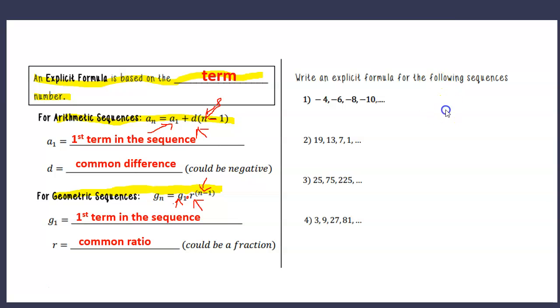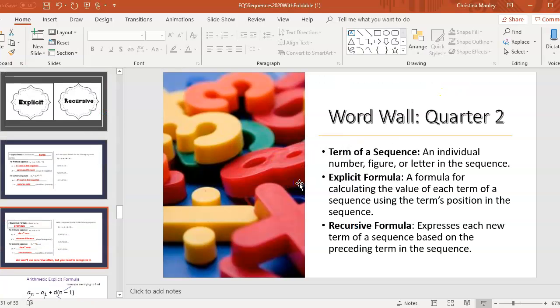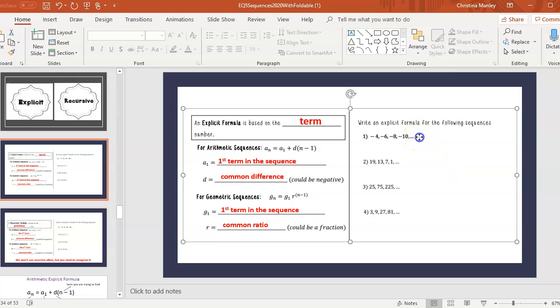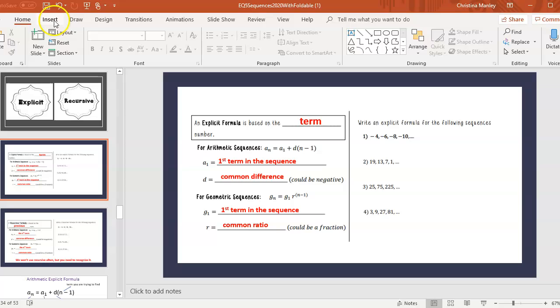So what I'm going to do is get out of presentation mode so I can maybe type on the screen. Oh, but I don't know if it's going to let me do that, guys. Here we go. Okay.